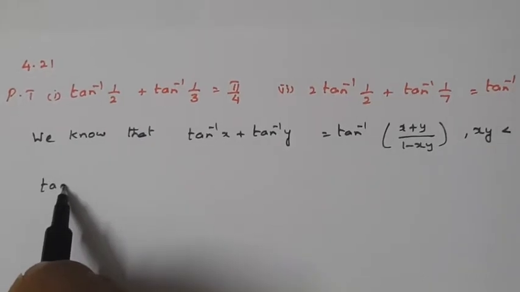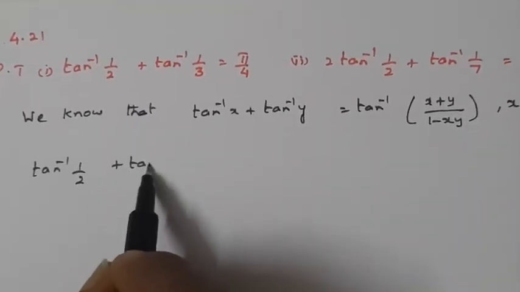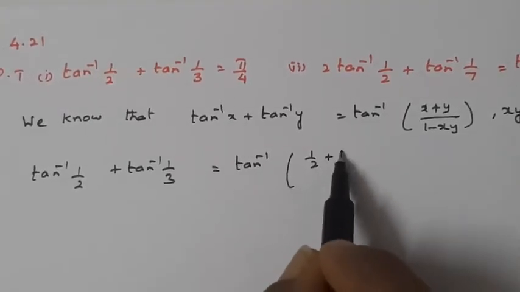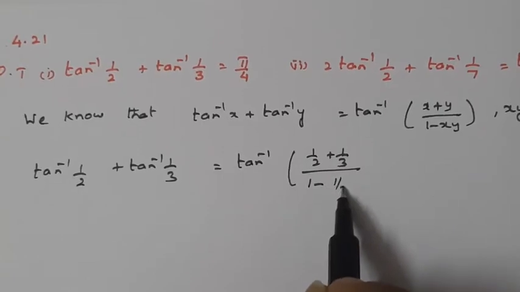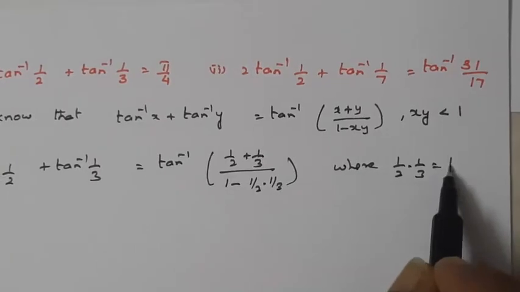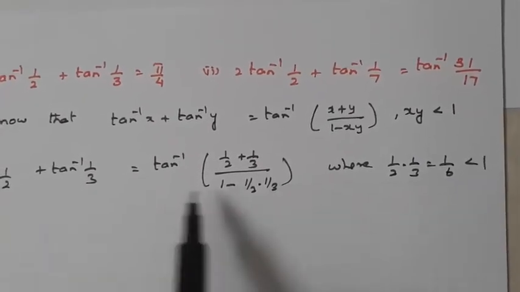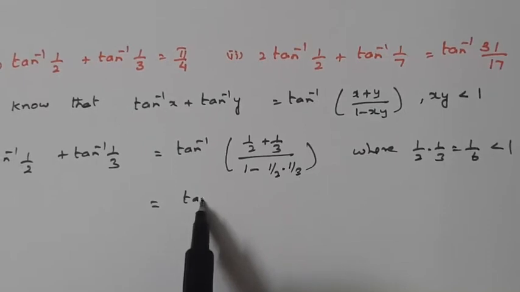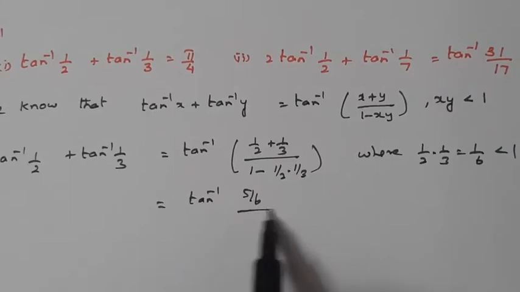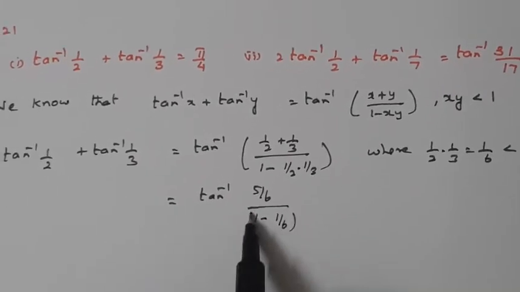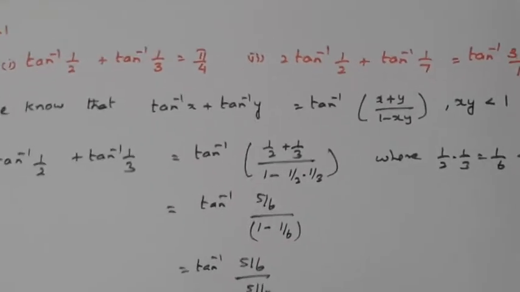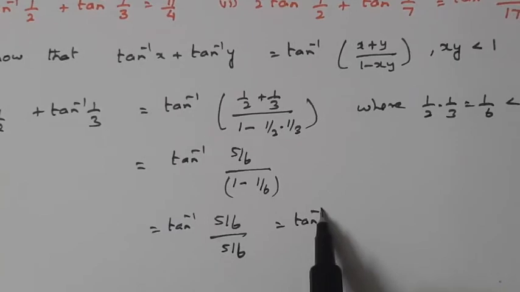So, we can apply the identity for this one. Tan inverse of 1 by 2 plus tan inverse of 1 by 3 is equal to tan inverse of 1 by 2 plus 1 by 3 divided by 1 minus 1 by 2 into 1 by 3, where 1 by 2 into 1 by 3, that is 1 by 6, is less than 1. So, we can apply this identity. Now, 1 by 2 plus 1 by 3 means 3 plus 2, that is 5 by 6, and here 1 minus 1 by 6. So, tan inverse of 5 by 6 divided by 5 by 6, that is nothing but tan inverse of 1.